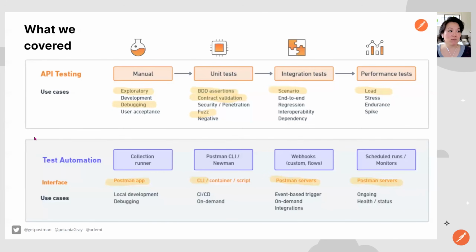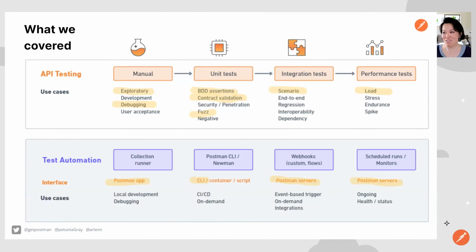And then a couple of different ways of doing test automation. We definitely looked at Collection Runner several times. We saw Postman CLI, and then we looked at flows and webhooks running on Postman Cloud. And then we looked at scheduled runs, I believe, also running on Postman Cloud. So there's a lot of different types of testing that you could be doing and a lot of different ways that you could do automation. And you can choose your own adventure.